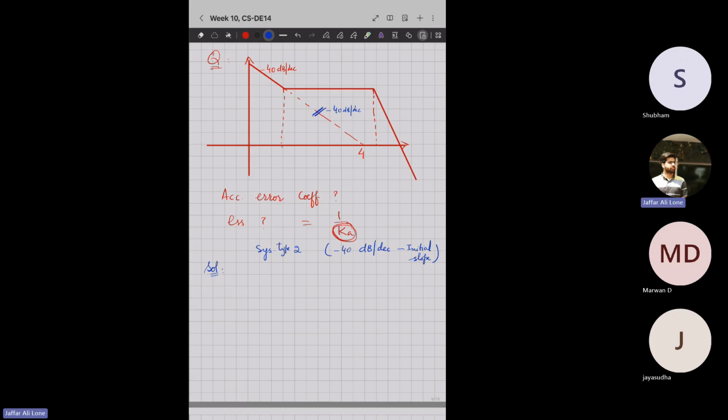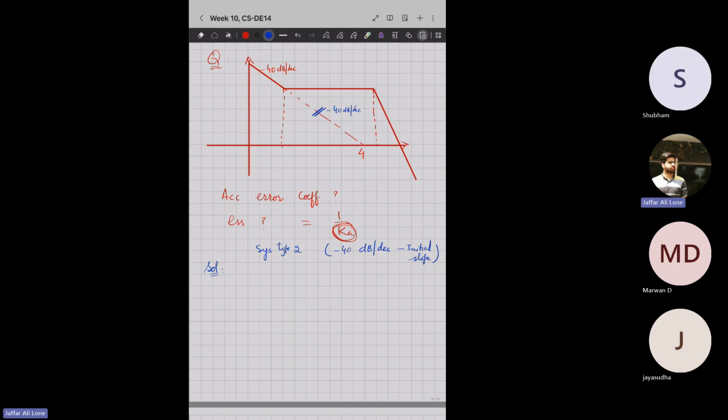Jayasudha, are you still able to see the screen? If you are still not able to see the screen, please try. Oh, great, that's a great thing. So you're able to see the screen.